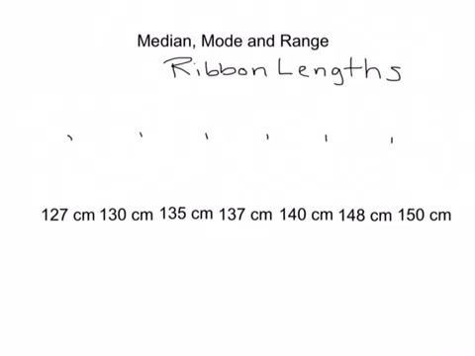So how do I find the median? Well, the median is the middle piece of data. It's the middle number. So I'm going to count them: 1, 2, 3, 4, 5, 6, 7. I have 7 pieces of data, which means the middle number is 137 centimeters. And how do I know that that's the middle number? Because there's 3 on this side, 3 on that side. So this is the middle number. That's my median. It's that simple.